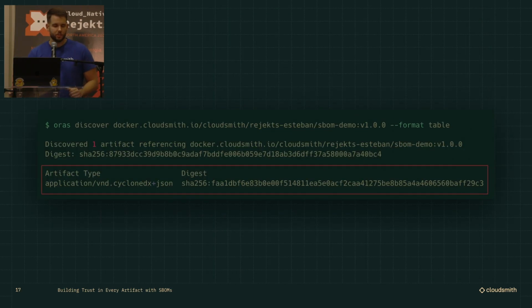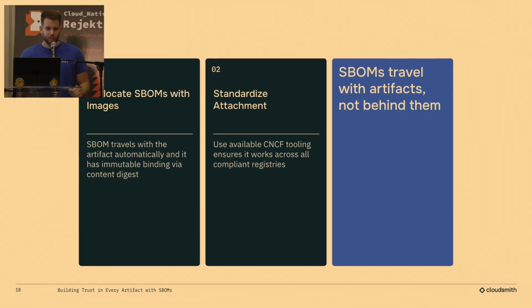Then using ORAS, you can just run the ORAS discover command, pass in that image that you want to know what artifacts have relationships with, and you can get everything. And in this case, I see, hey, this one has an SBOM there. So always co-locate SBOMs with images. This is a best practice. Doesn't mean that you have to follow it for any regulatory standards. This is something that I recommend you doing.